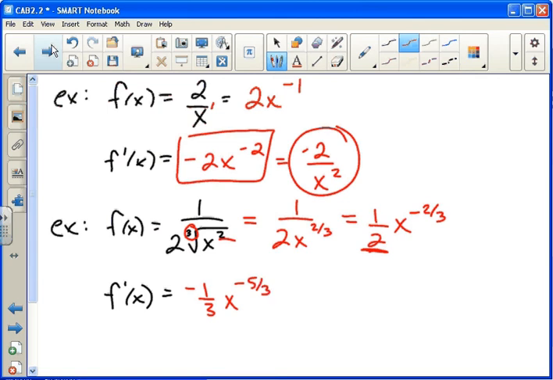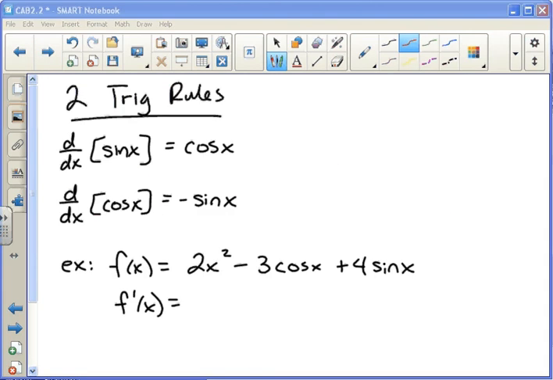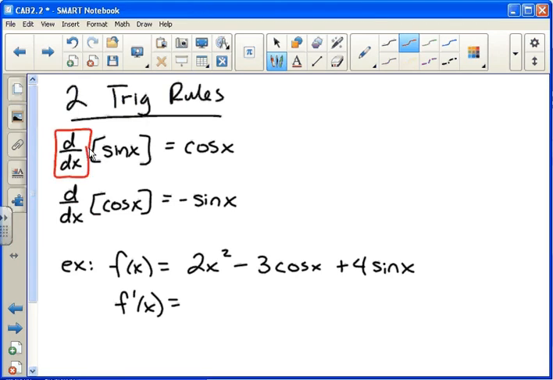There are also 2 trig rules you need to know. The first is that the derivative of sine is cosine, and the derivative of cosine is negative sine. And just in case you're unfamiliar, this d over dx just means derivative. We're taking the derivative of sine x. We're taking the derivative of cosine x. So the derivative of sine is cosine. The derivative of cosine is negative sine.